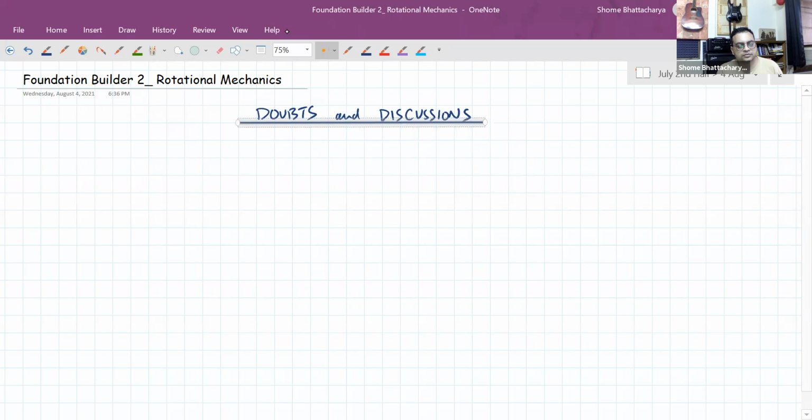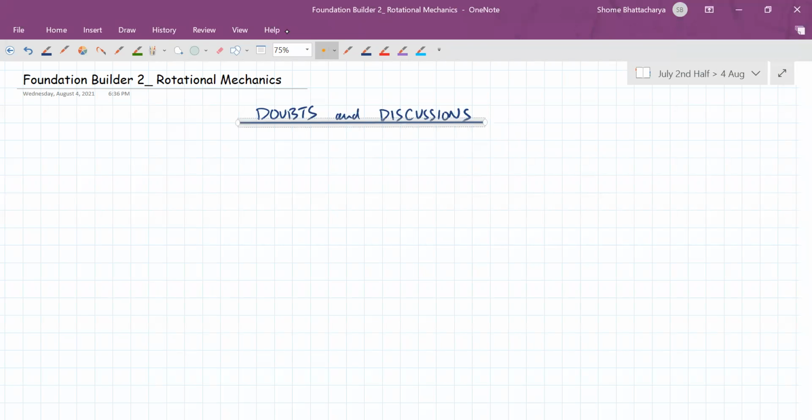So let's start with the doubts from H.C. Verma. If you can send me the question numbers in a text message, that would be enough. Okay, so we'll start with the 16th question. Let's go through it, everyone.